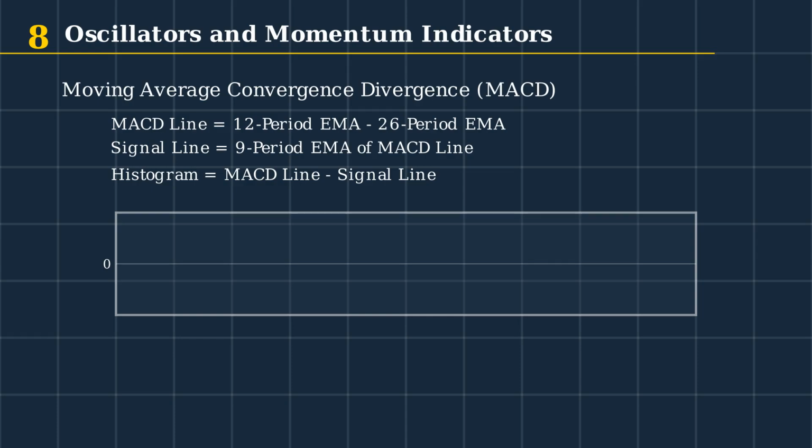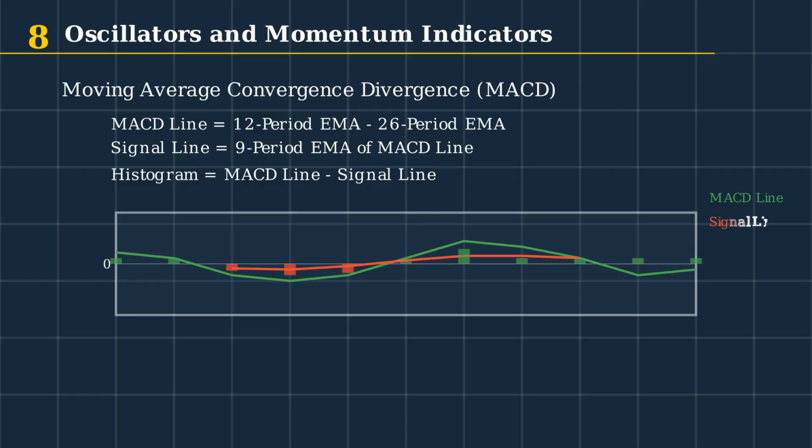Instead, it oscillates above and below a zero line. The MACD line in green tends to move faster, while the red signal line follows more slowly, creating trading signals when they cross. The histogram represents the difference between these two lines, highlighting momentum changes with its height and color.